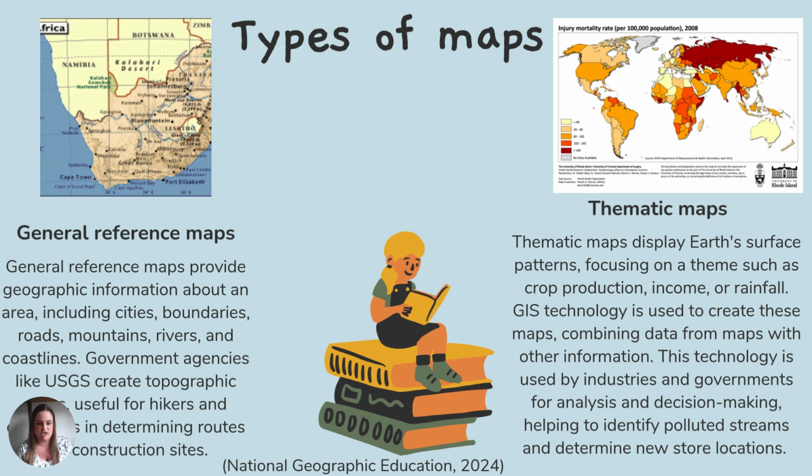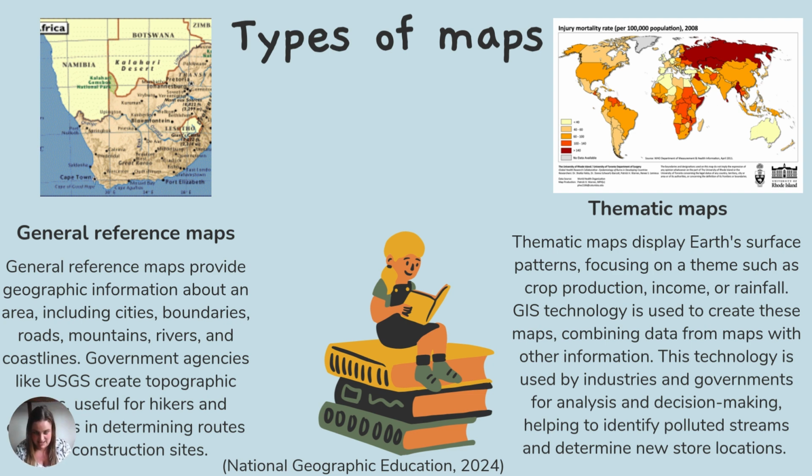We get the general reference maps. So this provides geographic information about an area, including the cities in it, the boundaries, the roads, mountains, the rivers, and the coastal lines, our seas. If you look at South Africa on a map, this is the perfect example of it.